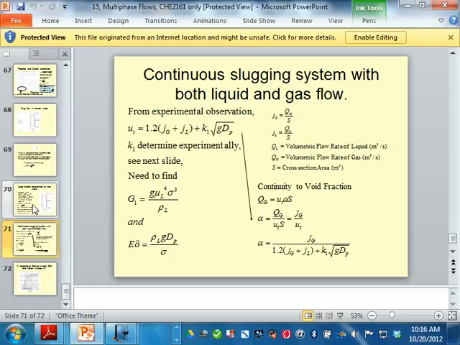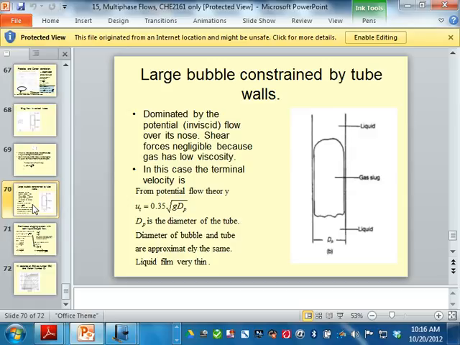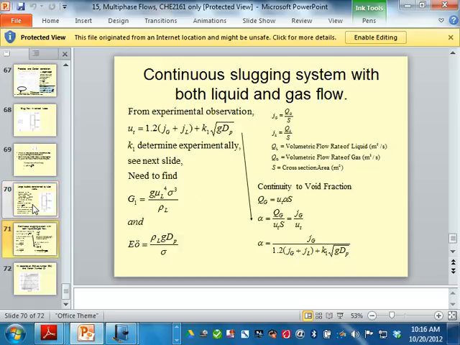Alright? This description here is to aid with the calculation of bubble rise velocity for a continuous system. The previous one was for a single bubble, and this one is for a continuous system. Also got more numbers.